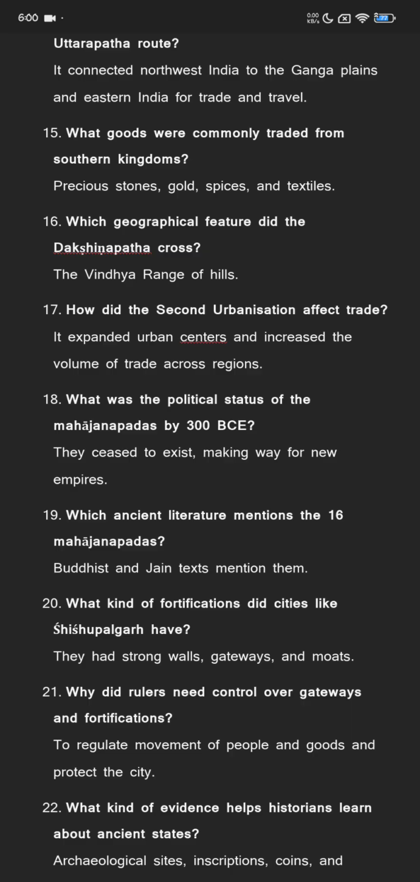How did the second urbanization affect trade? It expanded urban centers and increased the volume of trade across regions. What was the political status of the Mahajanapadas by 300 BCE? They ceased to exist, making way for new empires.